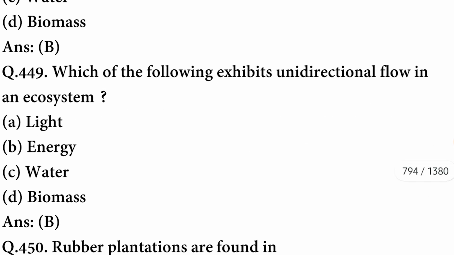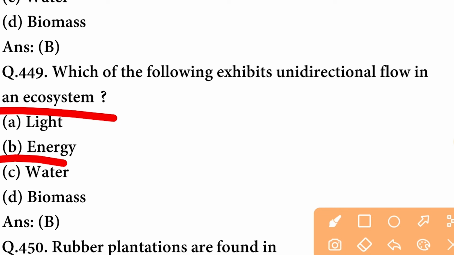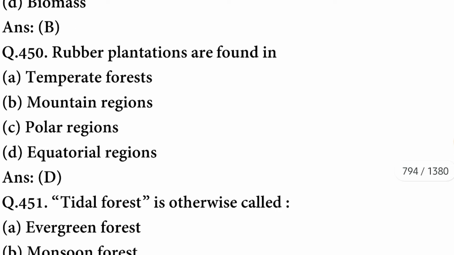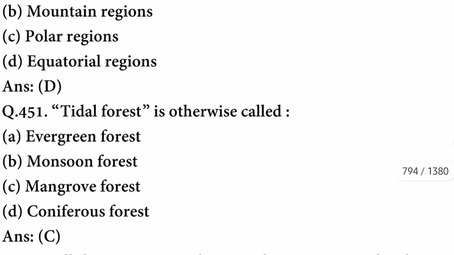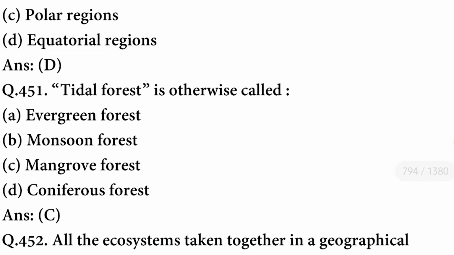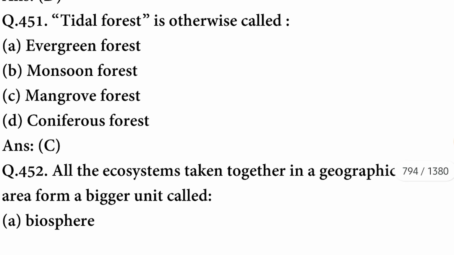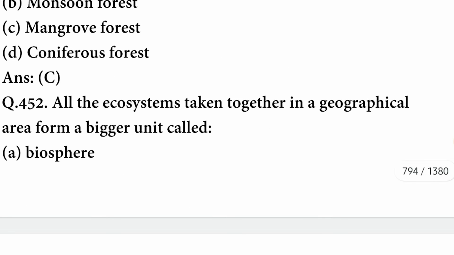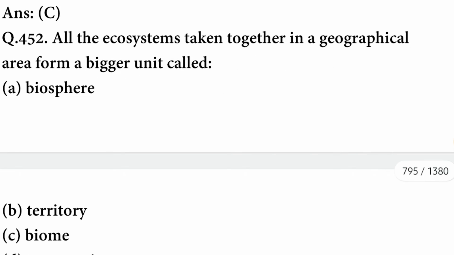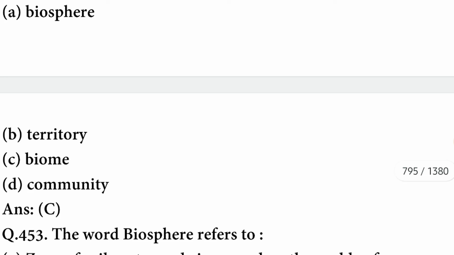It is energy. Which of the following exhibits unidirectional flow in the ecosystem? It is energy. B option is correct. Rubber plantation are found in equatorial regions. Tidal forest is otherwise called mangrove forest. All the ecosystem taken together in a geographical area from a bigger unit is called biome.